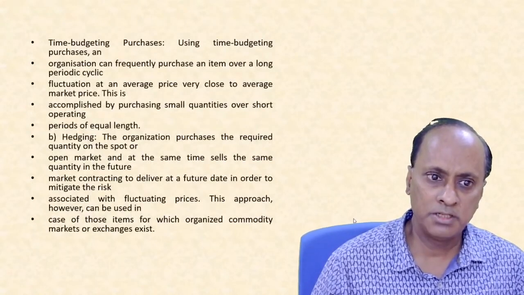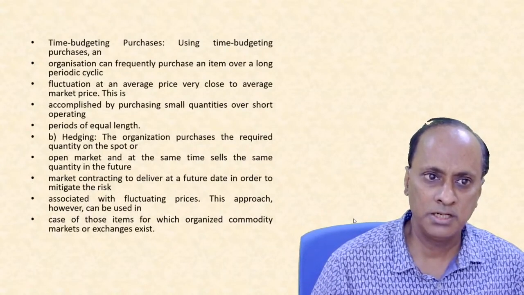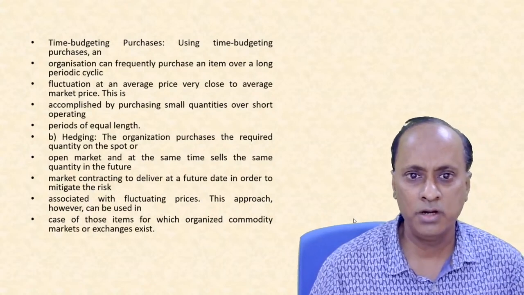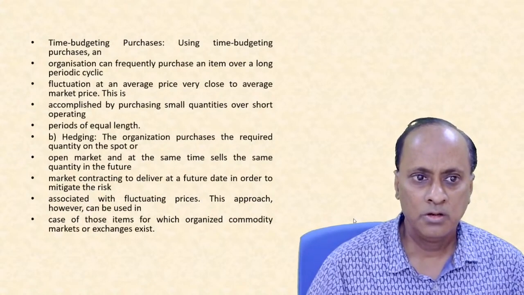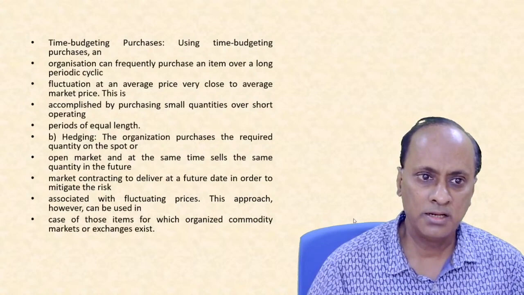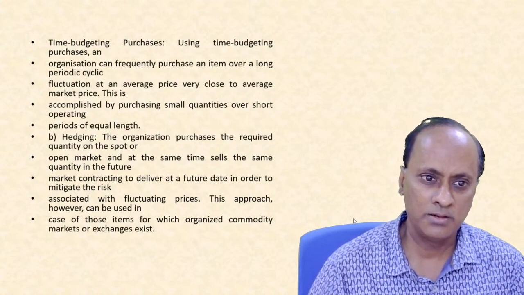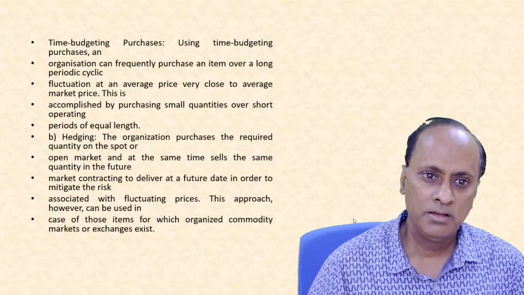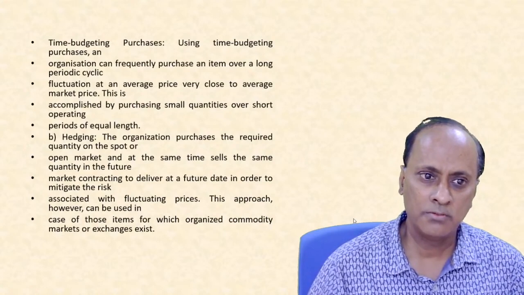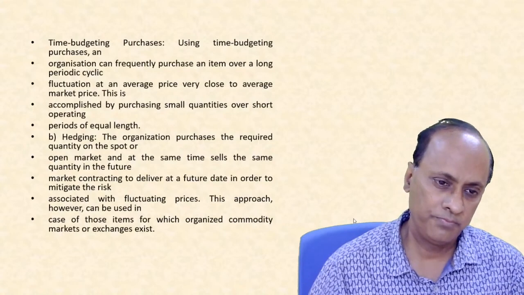Time budgeting purchases. Using time budgeting purchase, an organization can purchase an item over a long periodic cycle of fluctuation at an average price very close to the average market price. This is accomplished by purchasing small quantities over short operating periods of equal length.